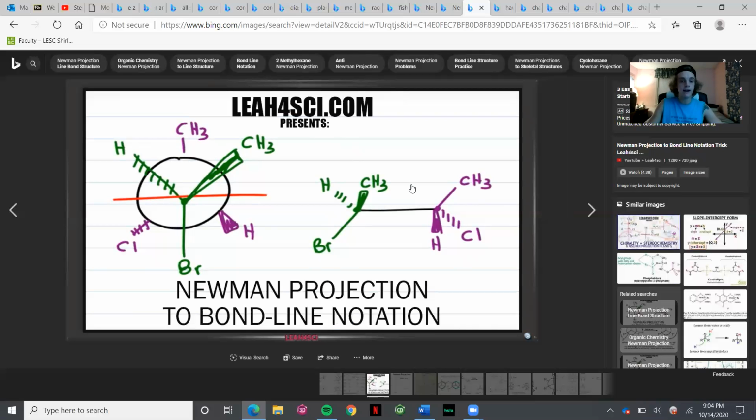This CH3 is coming out at us, this one as well. This proton is going away from us, this one as well. This bromine is in plane, this one as well. And the same exact thing on the opposite side. They're the same exact compound. So that's how you transmute a sawhorse projection to a Newman projection.